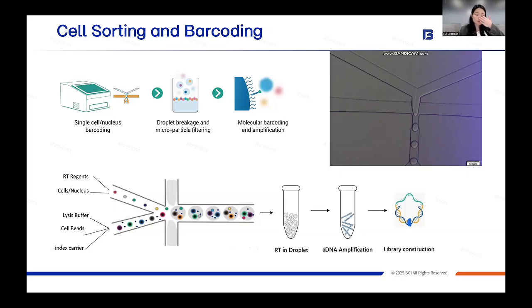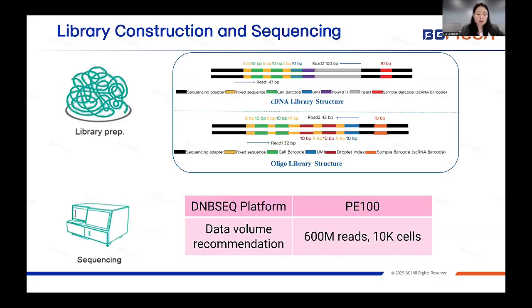So the reverse transcription will take place in the droplets, and when we harvest the cDNA, we will use the cDNA to construct the library. Here we show you the library construction.